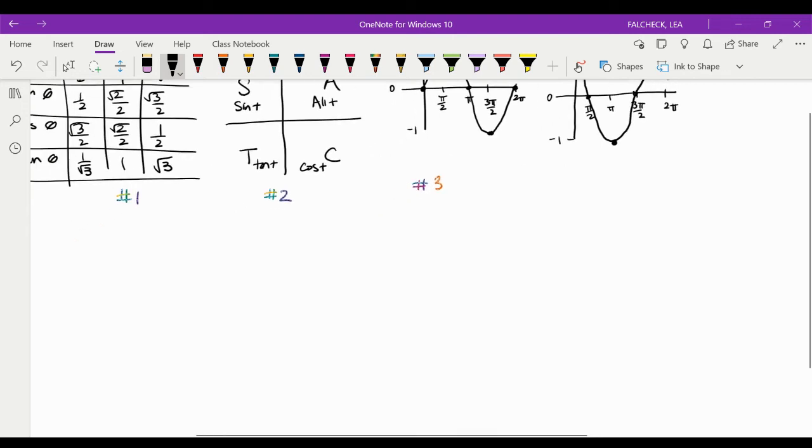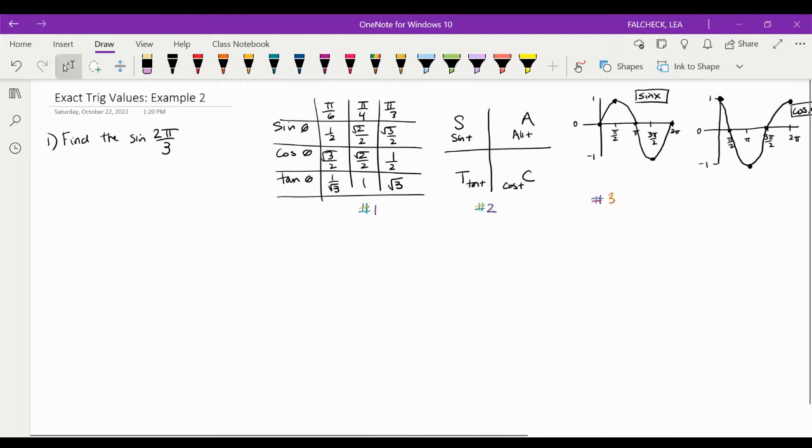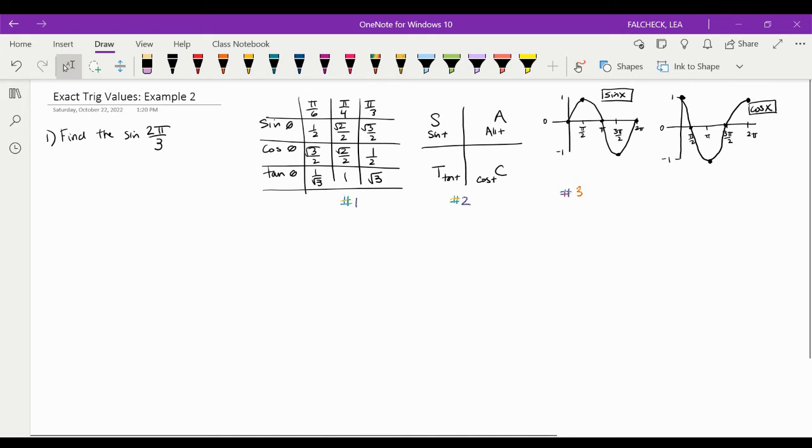So when you are solving a problem where it says find the exact value of a trig ratio, these are the three things that you're going to draw. And you have to get pretty fast at drawing them.